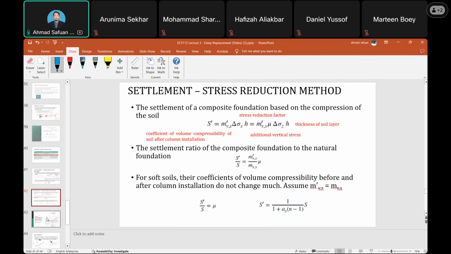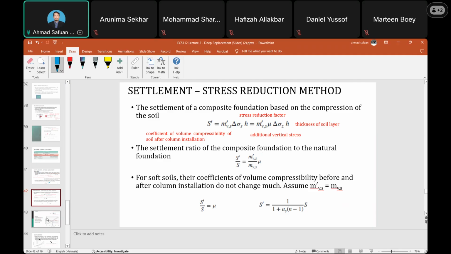So S prime is the settlement of the composite, and M prime VS is the coefficient of volume compressibility of the soil after installation. For soft soil, the coefficient of volume compressibility before and after column installation does not change much. Assume M prime VS is equal to MVS. From there, we can estimate the settlement after the installation of the composite foundation.